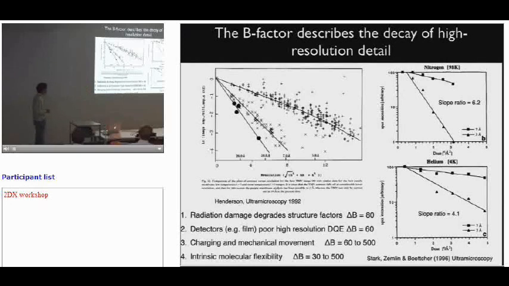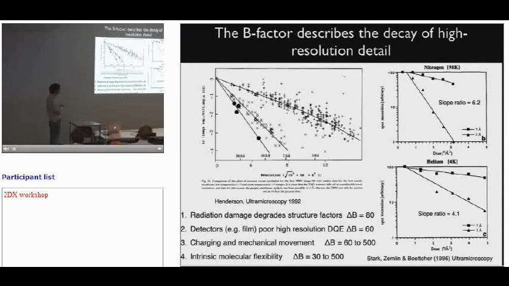And then we talked a bit about detectors. There you also lose resolution. You also have charging or mechanical movement, and this, for example, is a case where in the case of diffraction patterns you don't have this, because they are invariant to translation. And then also molecular flexibility in itself can be described by such a function.